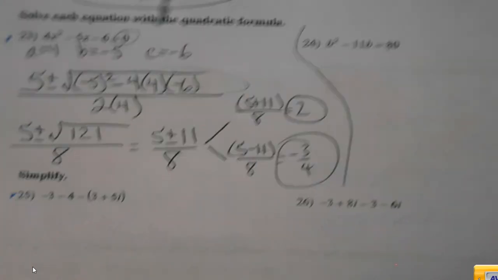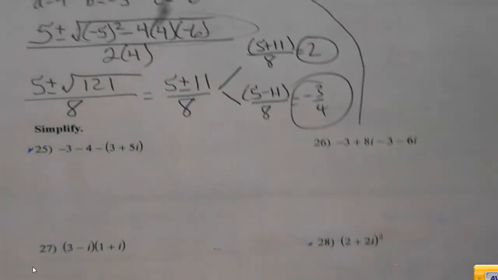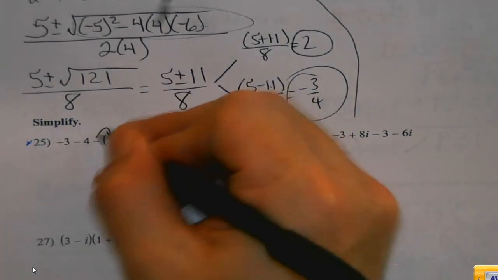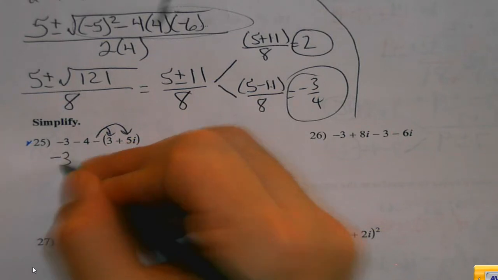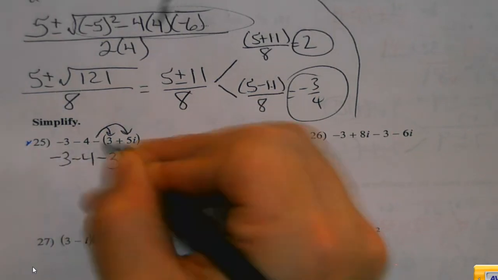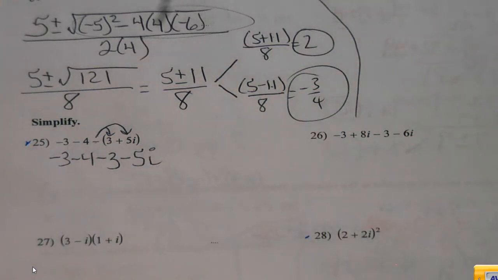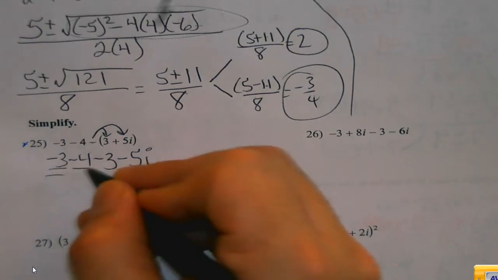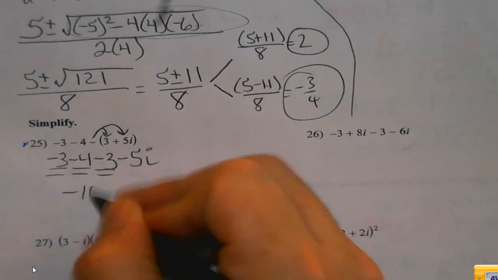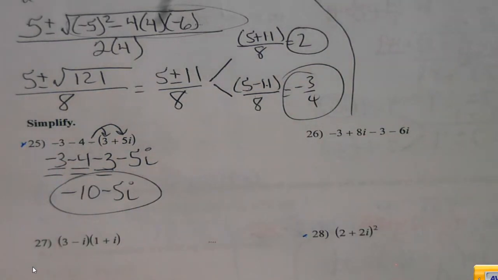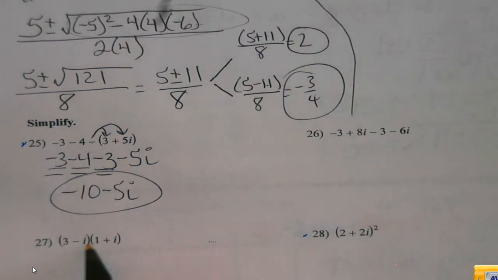Let's kind of keep playing here. Okay, simplify. Treat i just like you would any variable. So distribute the negative all the way through. And here I'm just going to combine like terms. Negative 3 minus 4 is negative 7. Minus 3 is negative 10. Get to my answer.